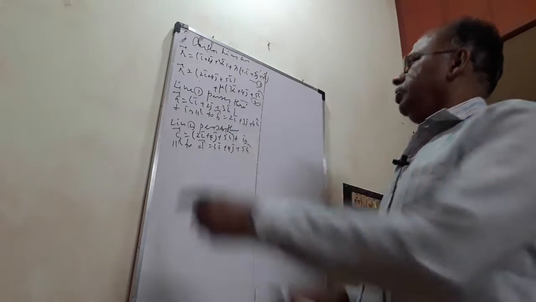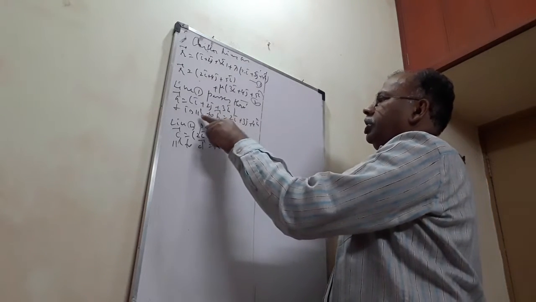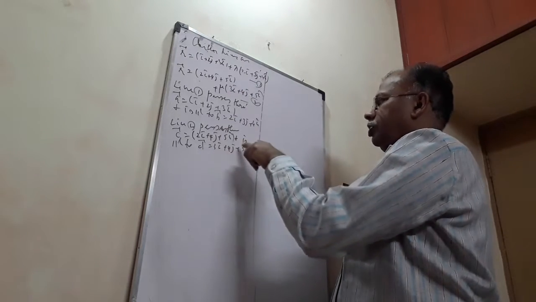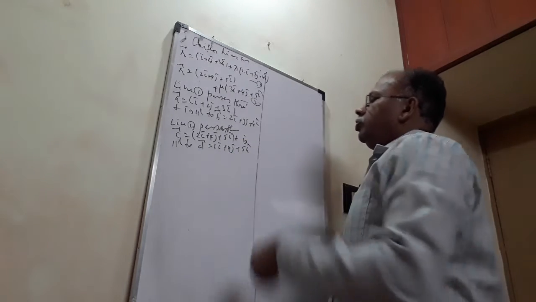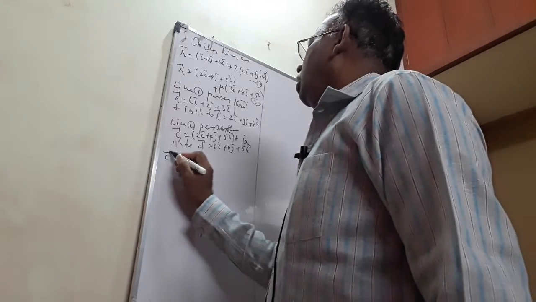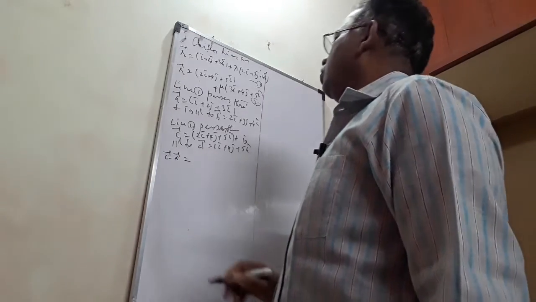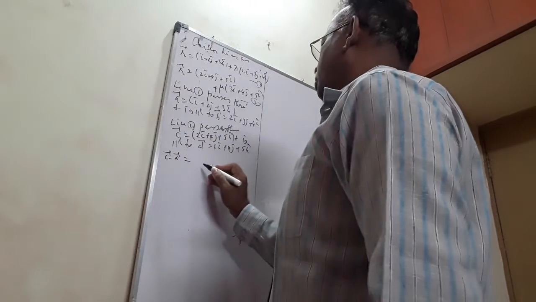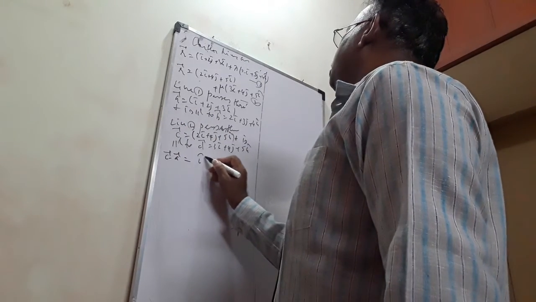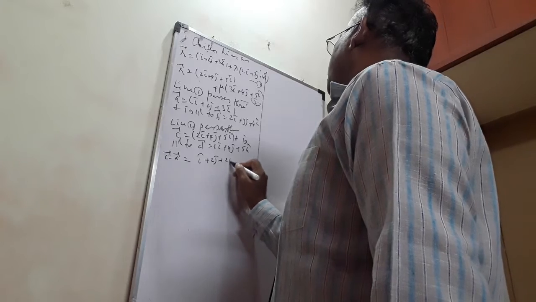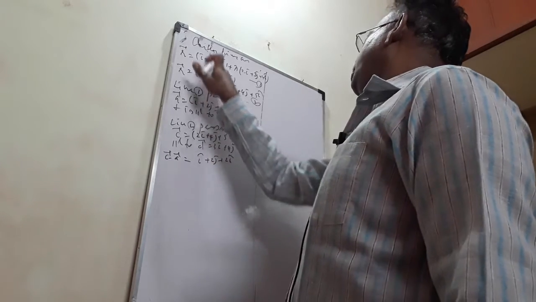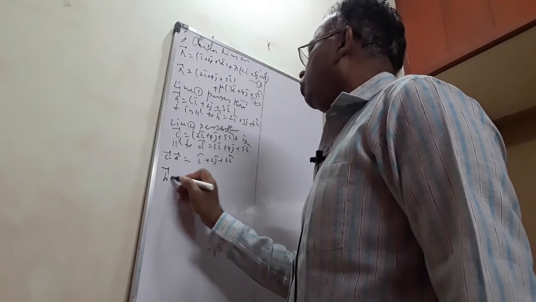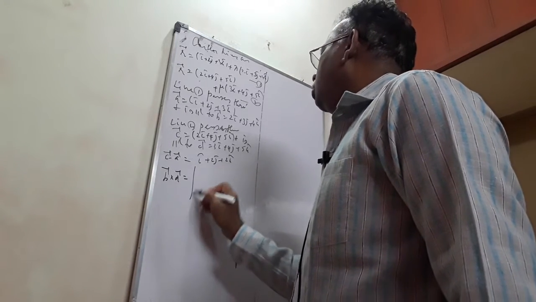This is A, this is B. A is i plus 2j plus 3k. B is 2i plus 3j plus 4k. C is 2i plus 4j plus 5k. D is 3i plus 4j plus 5k. Now I need to find C minus A. C minus A is i plus 2j plus 2k. It's correct.